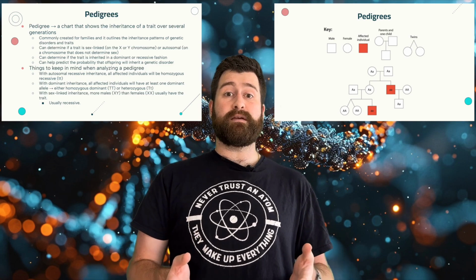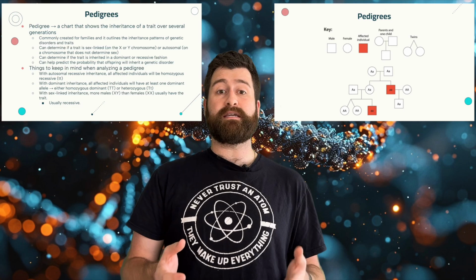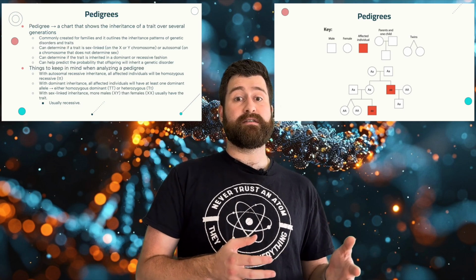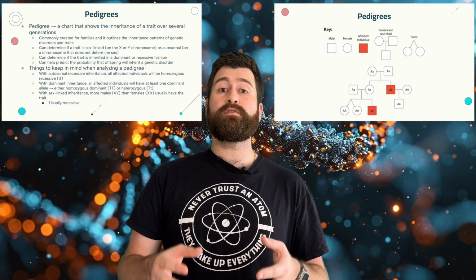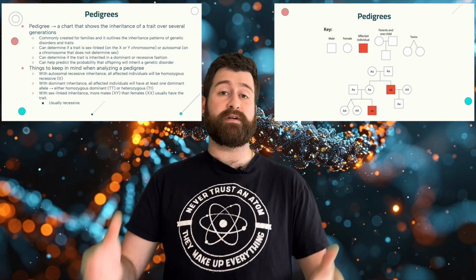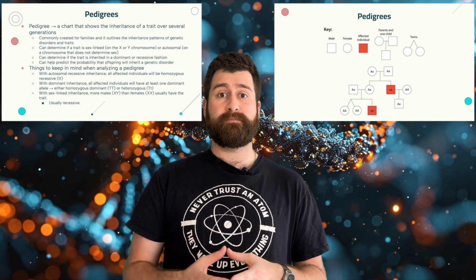When you're analyzing a pedigree, there are certain things that you need to keep in mind. With autosomal recessive inheritance, all affected individuals will be homozygous recessive. For example, they would all have lowercase t for their alleles.